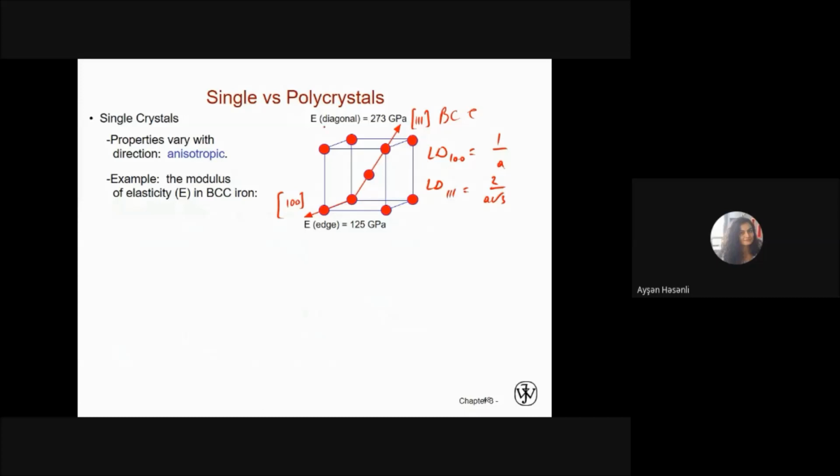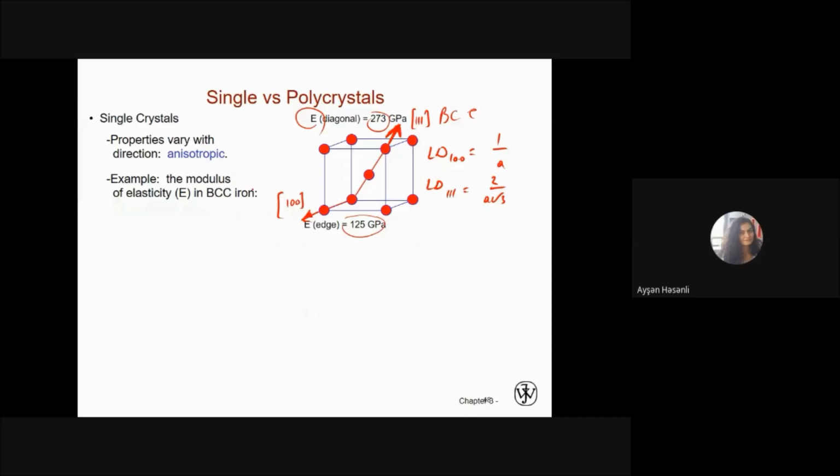As an example, modulus of elasticity for the 111 direction is 273 gigapascals. For the 100 direction, modulus of elasticity will be 125 gigapascals. That means it will be difficult to deform the material in this direction. It will be easier to deform the material in this direction. So I have different properties when I measure from different directions.